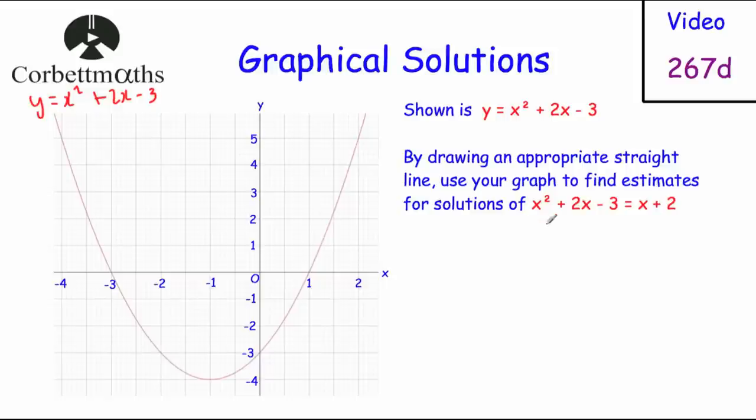So if we want to solve this equation, what we can do is we can draw the graph of y equals x plus 2 on this grid. And then if we find where they intersect each other, we can then go to the x-axis and find those values of x. And there'll be estimates because we're using the graph for it. So let's draw the graph y equals x plus 2.